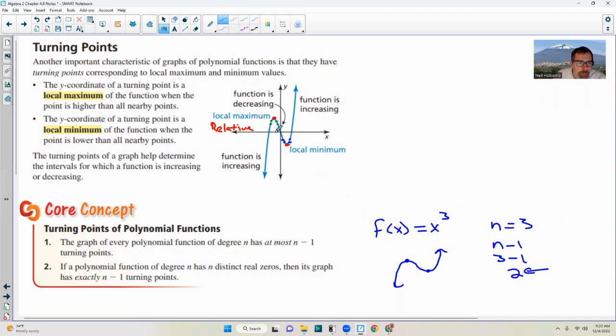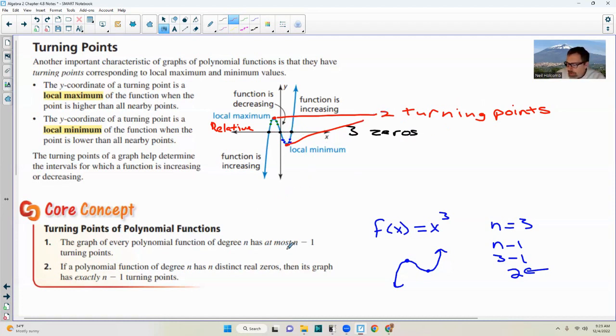So look at this diagram up here. Here is a 0, here is a 0, and here is a 0. That is 3 zeros. And as you can see, there are 2 turning points. So this just says it has 1 less turning point than it does zeros. That's all that states. So one less than the degree, one less than the number of zeros, because the degree equals the number of zeros.